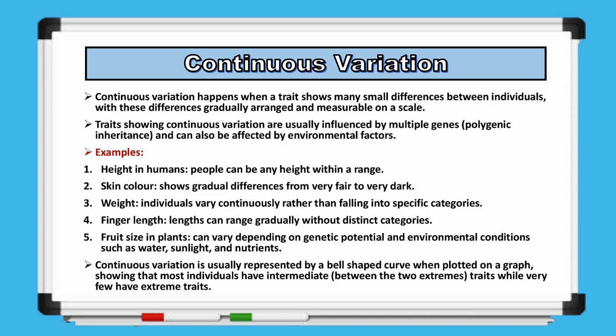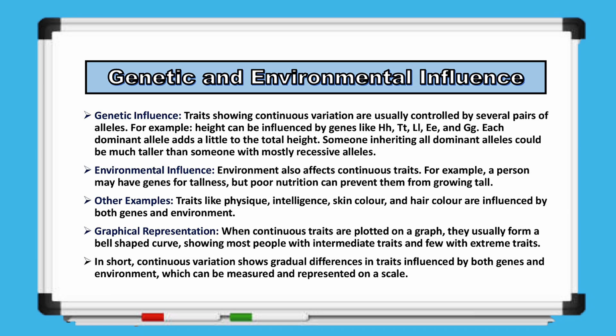In plants, fruit size can also vary depending on genetic potential as well as environmental conditions such as water availability, sunlight, and nutrients. When continuous variation is plotted on a graph, it usually forms a bell-shaped curve. This shows that most individuals have intermediate values, while only a small number of individuals show very extreme traits at either end of the range. Continuous variation is influenced by both genetic and environmental factors.